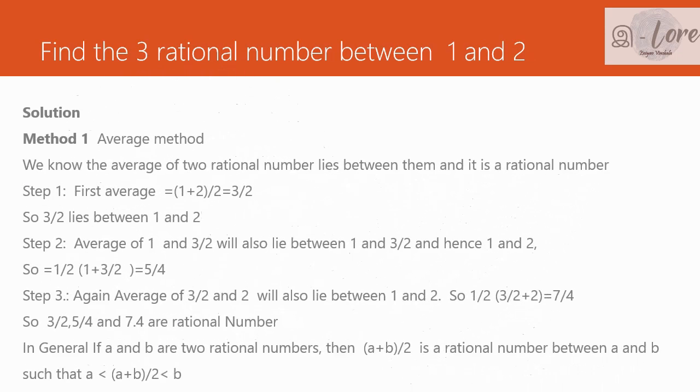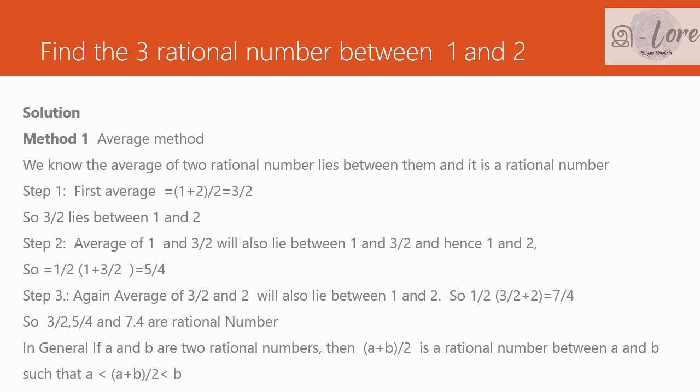The first example is: find three rational numbers between 1 and 2. There are two methods, and I am telling both. The first method is the average method. We know the average of two rational numbers lies between them, and that is also a rational number. The first step is to find the average.